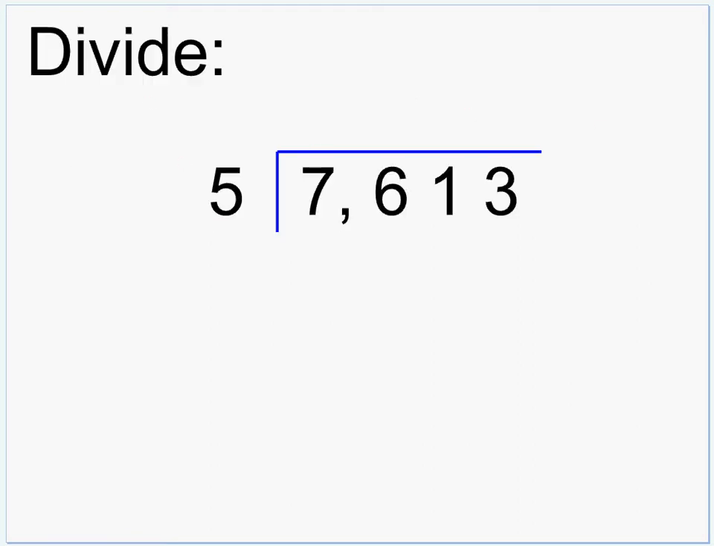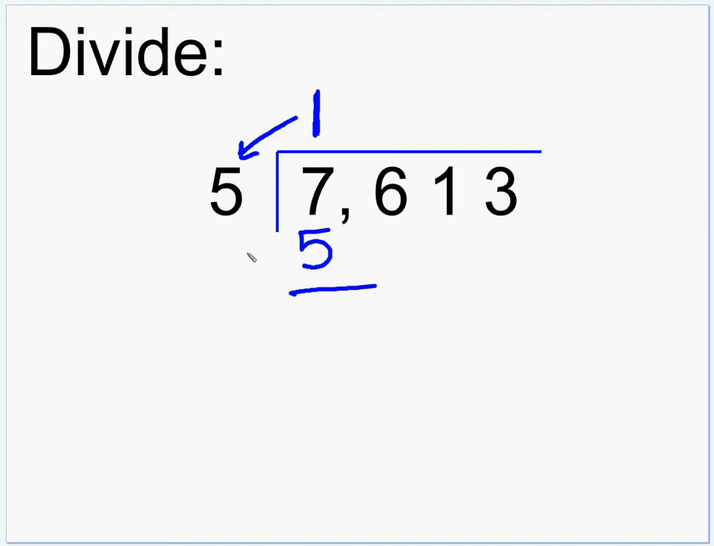So first, let's do a quick review here. You know, the old division algorithm, if I was dividing 5 into 7,613, I want to find a number up here that I would multiply by 5 and not go over 7. So how many times does 5 go into 7 without going over? It goes in once. And then when we do this, we multiply. 1 times 5 is 5. We write it down here, and we subtract.